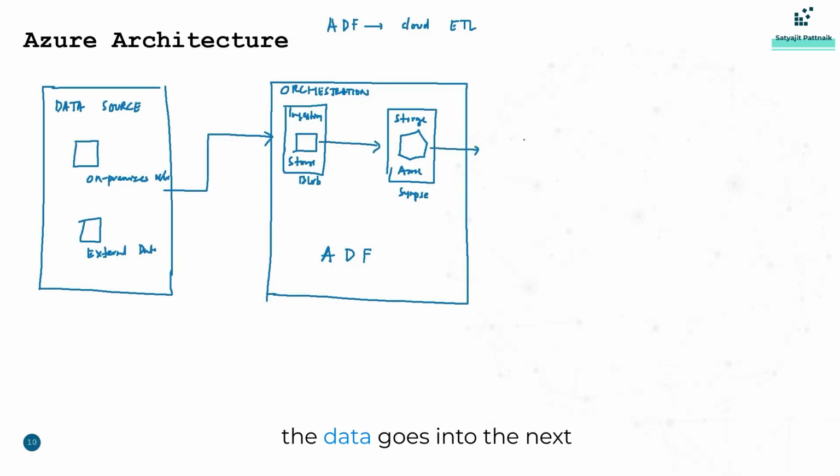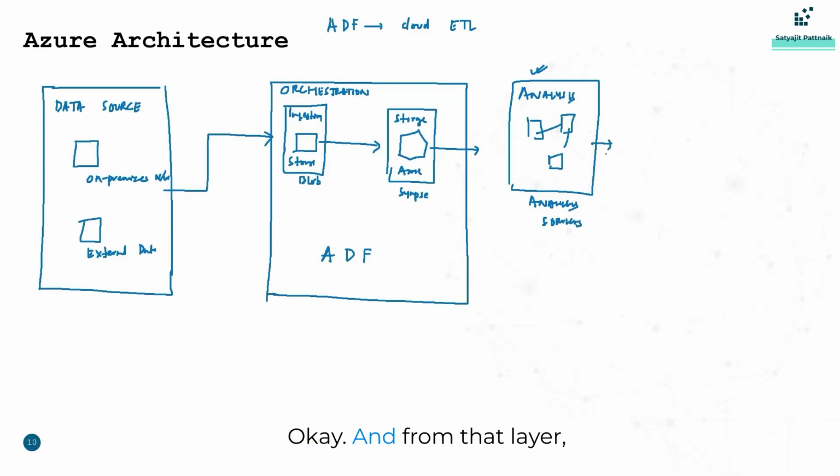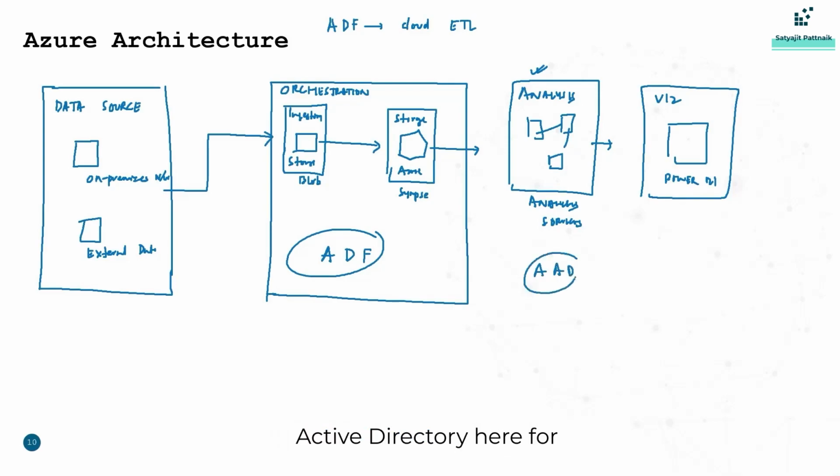And then from here, the data goes into the next layer, which is called the analysis layer. That means from this layer, you are able to access the data and perform the analysis. Another tool by Azure for analysis is Analysis Services. And from that layer, we also have the final visualization layer. I will write it down as Power BI, which is a BI tool by Microsoft. So this entire thing is your Azure Data Factory. And if you want, you can also put your Azure Active Directory here for authentication. So you can authenticate this and this. And this is a full-fledged Azure architecture.